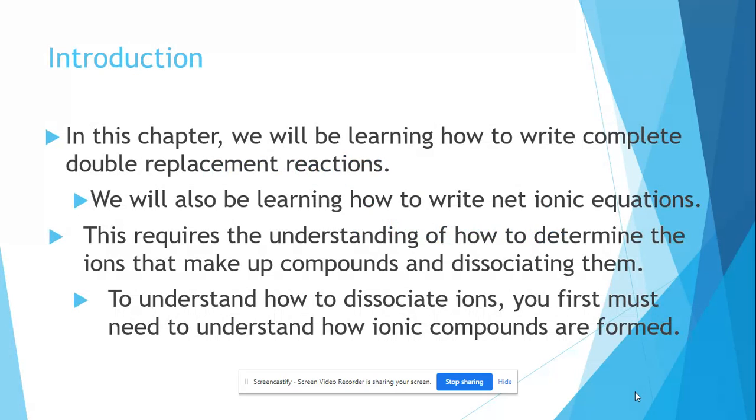So in this chapter, we're going to learn how to write complete double replacement reactions. And we're also going to learn how to write net ionic equations. In order to do this, you have to understand what ions make up a compound and how to dissociate and separate them. So to understand how to dissociate ions, you first have to understand how ionic compounds are formed and how ions get their charges.